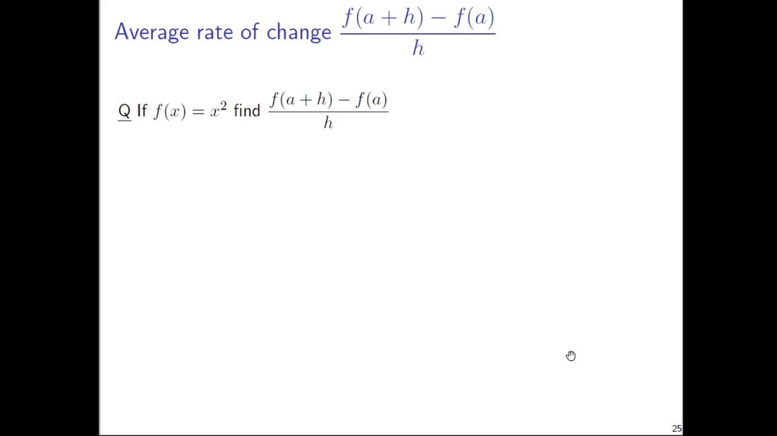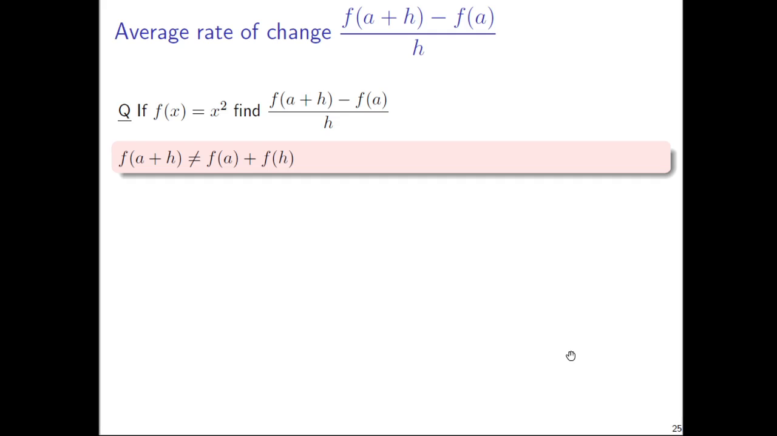Okay, we're going to end on this thing called average rate of change. What it looks like looks a little strange, f of a plus h minus f of a all over h. But let's just go through an example and say, don't overthink it. We have actually seen a lot of the little pieces. We just need to put pieces we've seen together. So, just diving into this example, if f of x equals x squared, let's find f of a plus h minus f of a all over h.